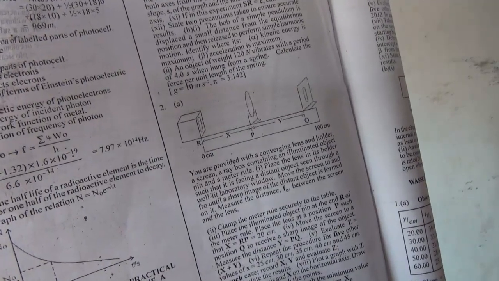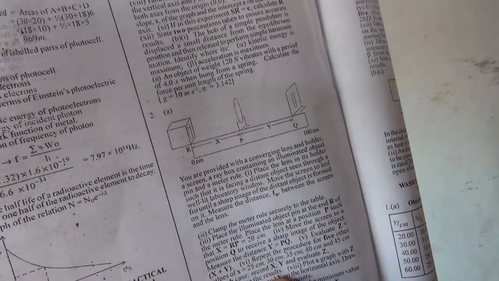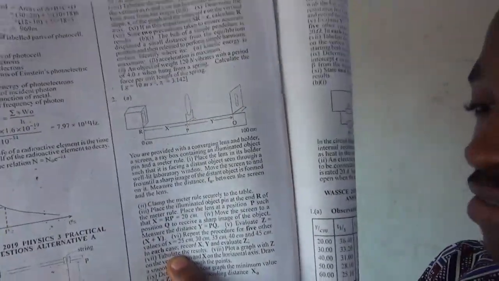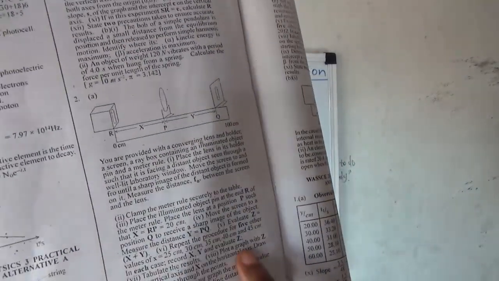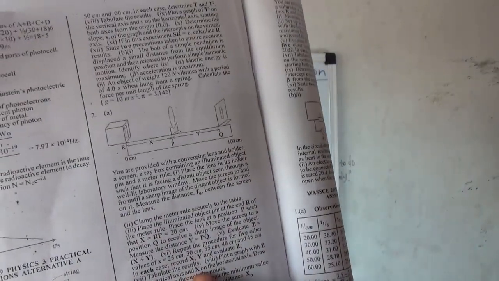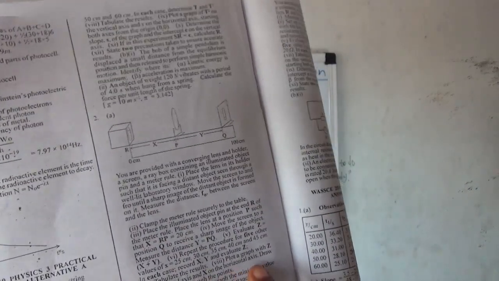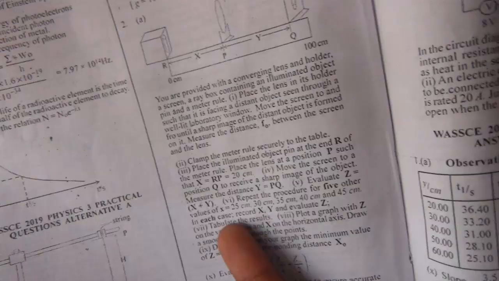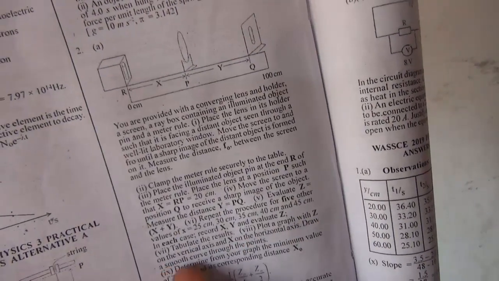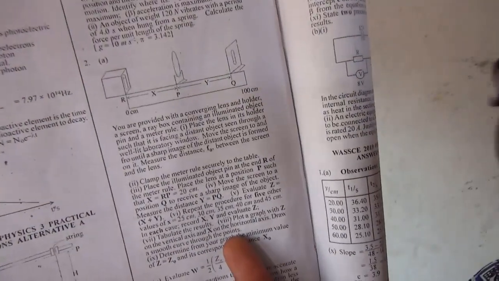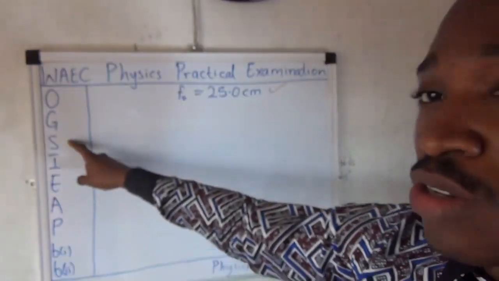Step 7. Tabulate the result. This is when you tabulate, that is the observation here. The next one, plot a graph with Z on the vertical axis and X on the horizontal axis. That is your graph. Draw a smooth curve through the points. That is your slope.